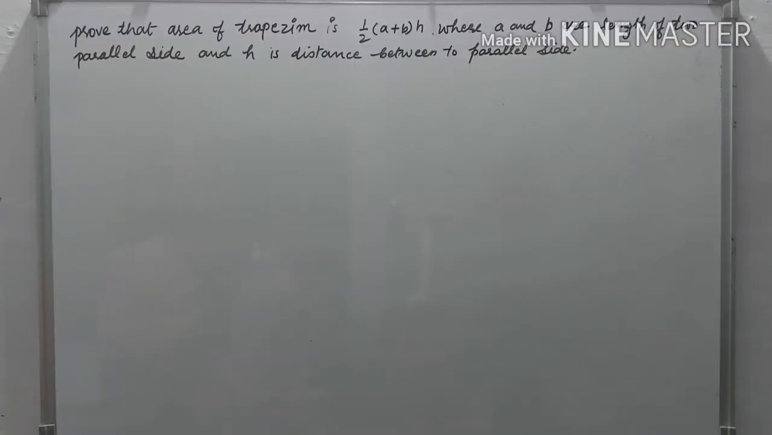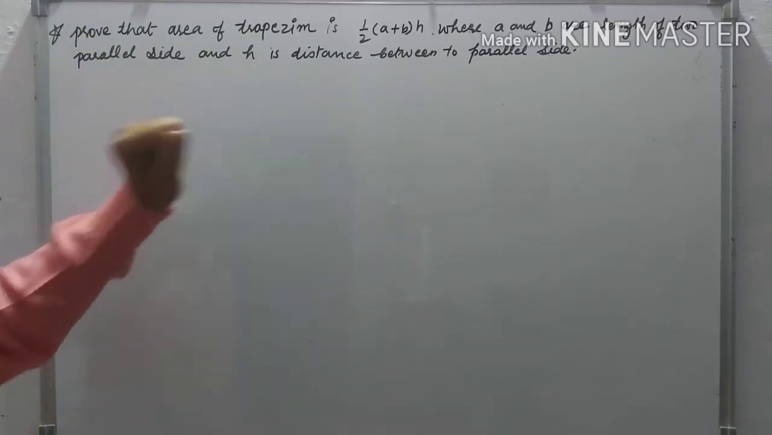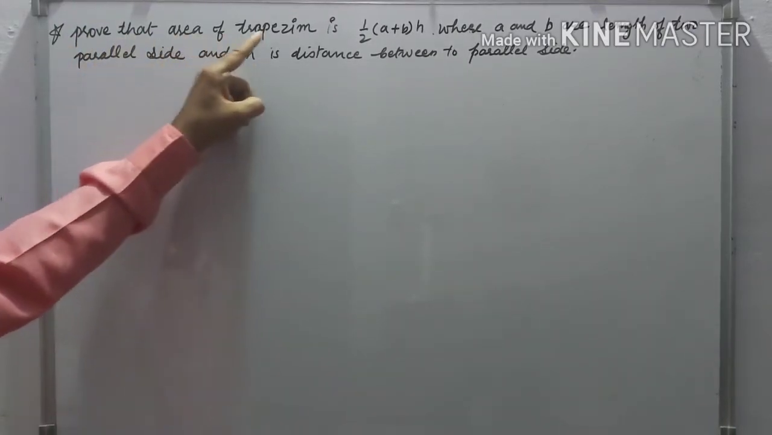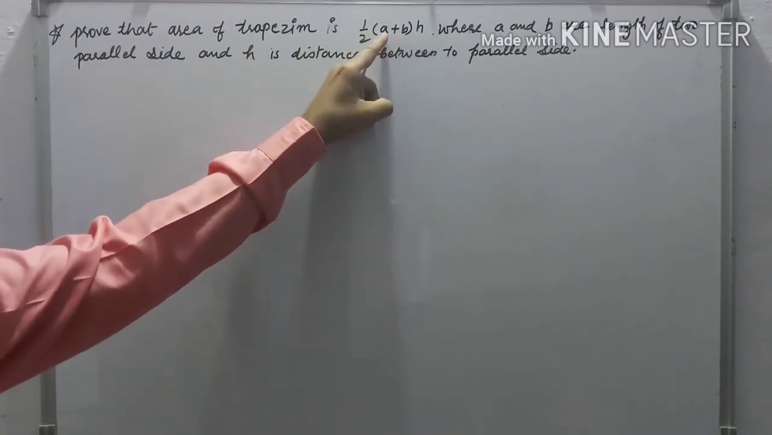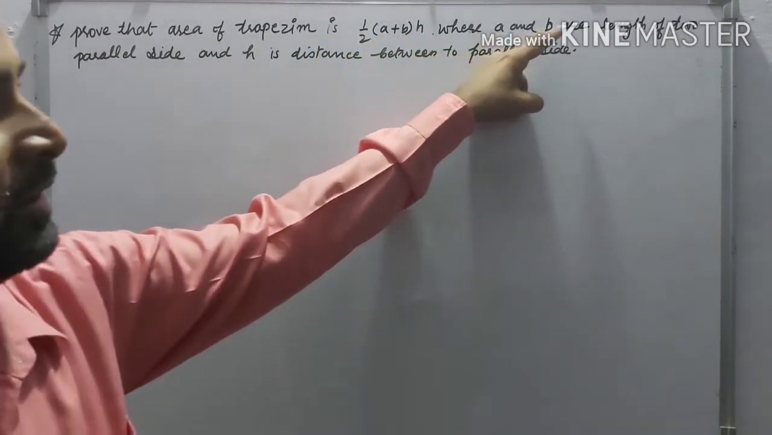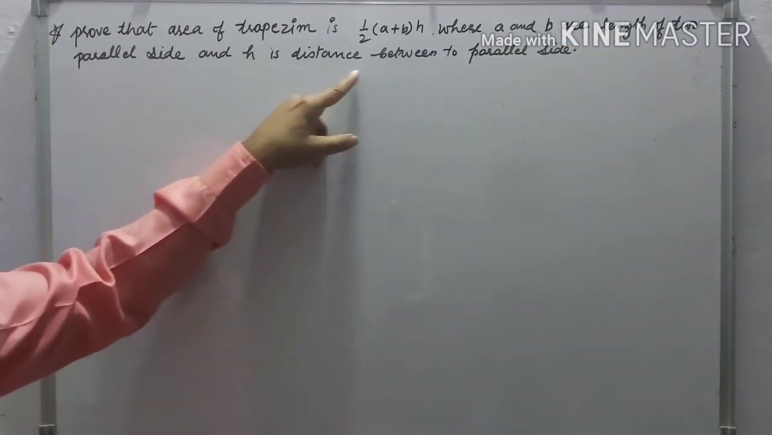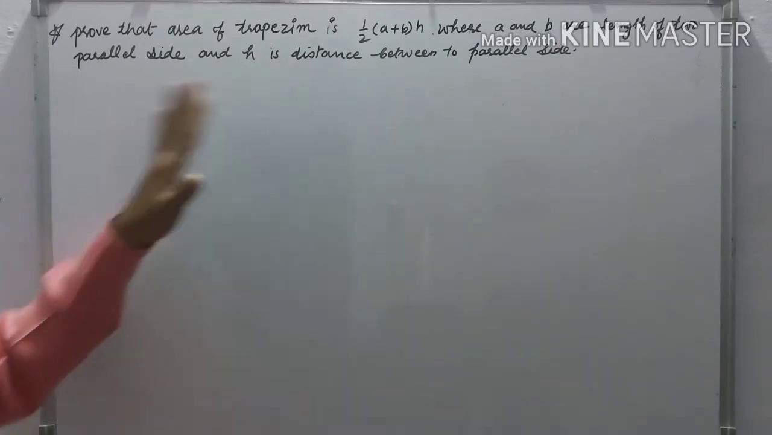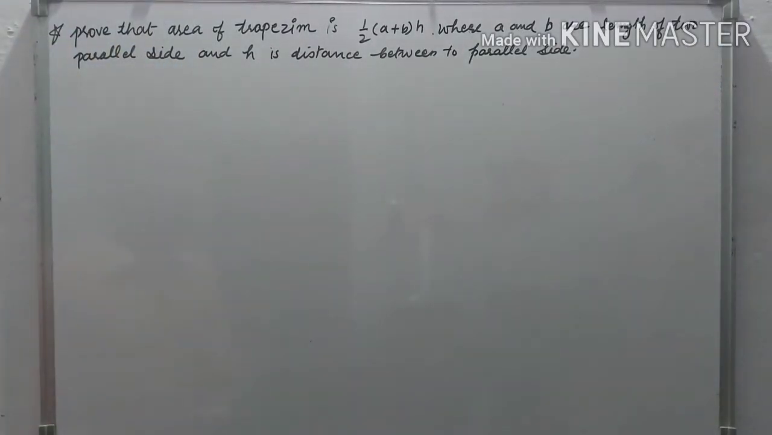Before starting the exercise, we will find a proof of the formula of the trapezium. The proof that the area of the trapezium is 1 upon 2 (a plus b) into h, where a and b are the lengths of the two parallel sides and h is the distance between the parallel sides. It is not a question of your book, but it describes the formula of the area of a trapezium.